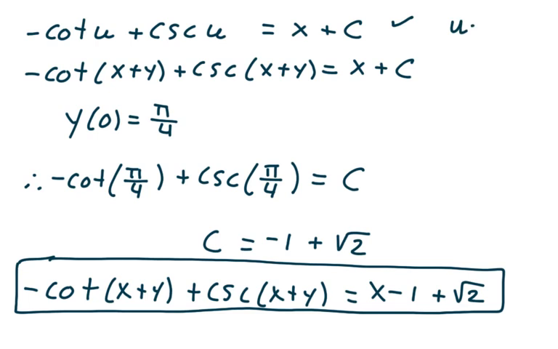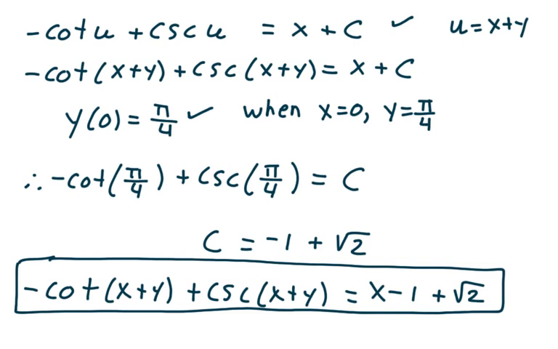But remember that u is x plus y. So negative cotangent of x plus y plus cosecant of x plus y is equal to x plus c. But we have an initial condition after all that work. We know that y of 0 is equal to pi over 4. And what that means is when x is 0, y has to be pi over 4. And this initial condition will allow us to solve for c.